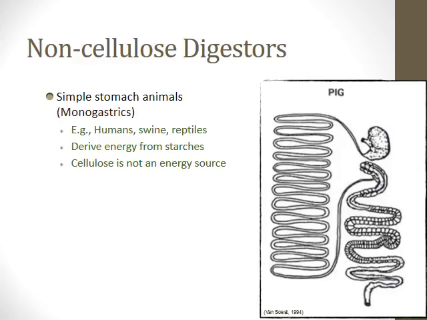So this is a figure of a pig digestive tract. Pigs have simple stomachs, as you can see right here. There's nothing elaborate about the stomach. They're called monogastrics. That means one stomach or one gastric stomach. And examples are humans, reptiles, and swine. And these species derive energy from starches. And cellulose is not a primary energy source. So there's limited fermentation going on when we consume plant products.